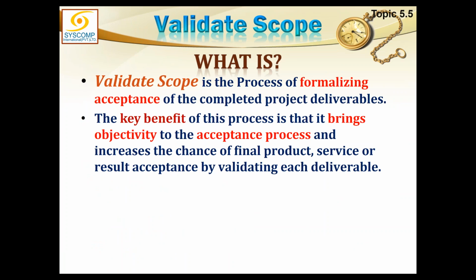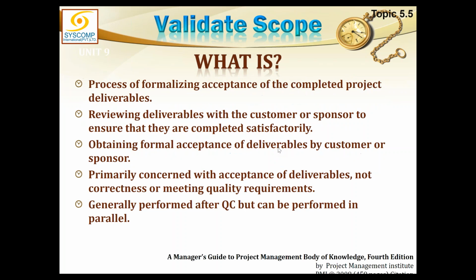Next is validate scope. Validate scope and control scope are very easy, because in validate scope you just have to finally accept the deliverable. This is the formalizing acceptance of the completed deliverable. The key benefit is it brings objectivity to the acceptance process. So this is the process of formalizing the acceptance, reviewing the deliverable, obtaining formal acceptance, primarily concerned with the acceptance of the deliverable, not the correctness or meeting quality requirements. Quality control has already checked this deliverable.